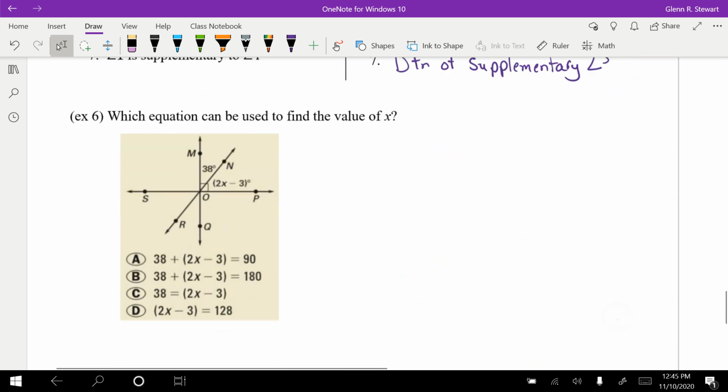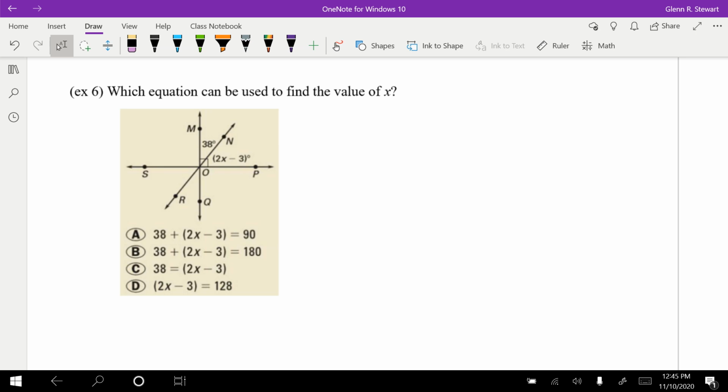Last example that I have, and then like I said, I'm going to shut this off since this is live, and you guys will scroll back through. You can ask me any questions you want to. Which equation can be used to find the value of x? Notice that both of these combined equal 90 degrees. So this is automatically out. This would also be out as well. And this is equal to 128? No. So it would have to be letter A.